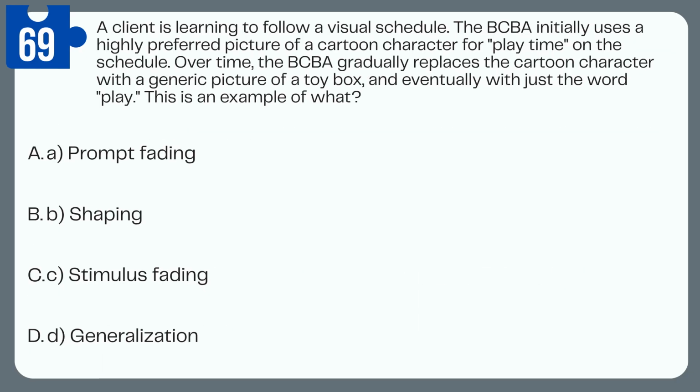Question 69. A client is learning to follow a visual schedule. The BCBA initially uses a highly preferred picture of a cartoon character for playtime on the schedule. Over time, the BCBA gradually replaces the cartoon character with a generic picture of a toy box, and eventually with just the word play. This is an example of what? A. Prompt fading. B. Shaping. C. Stimulus fading. D. Generalization.